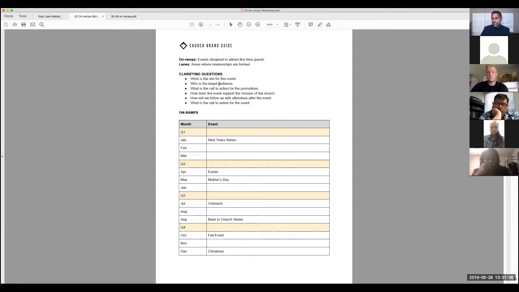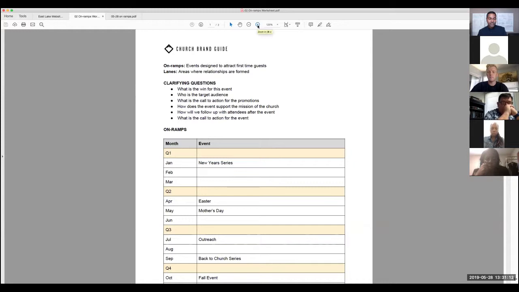This is a Word document that I want to provide so that you're thinking along the lines of what we're talking about. At the very top, there's a definition of an on-ramp and a lane. So it's the concept that we talked about. And then it has some clarifying questions. What is the win for this event? A lot of times churches have an event and they forget, what's the purpose?